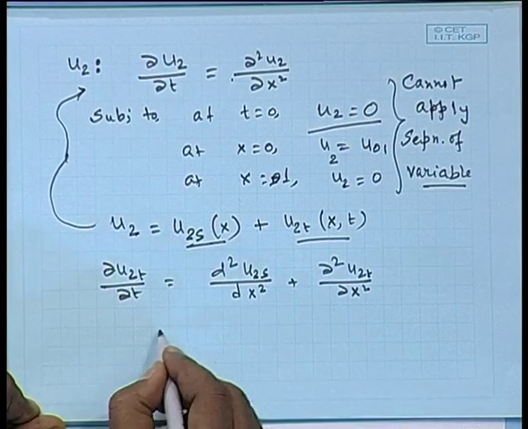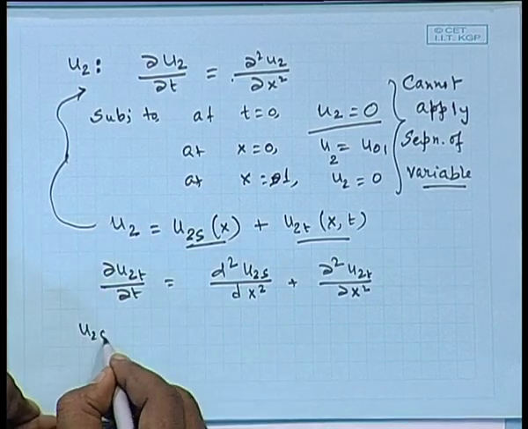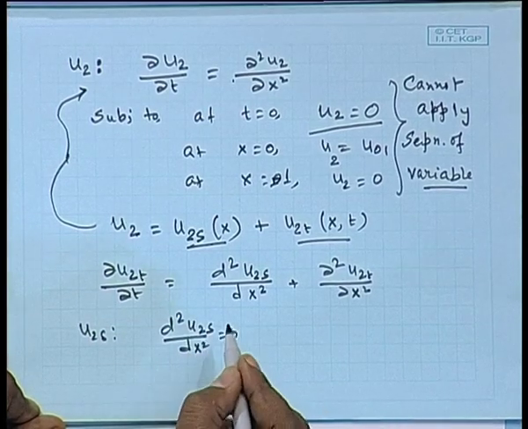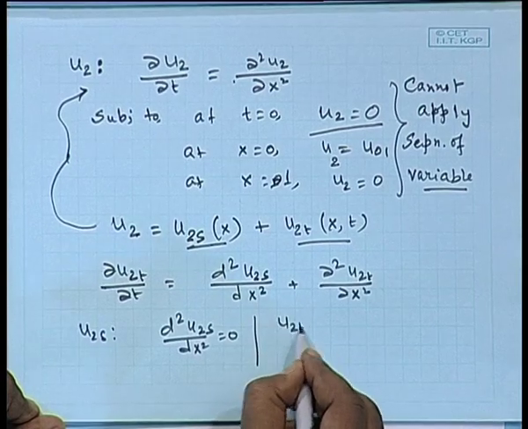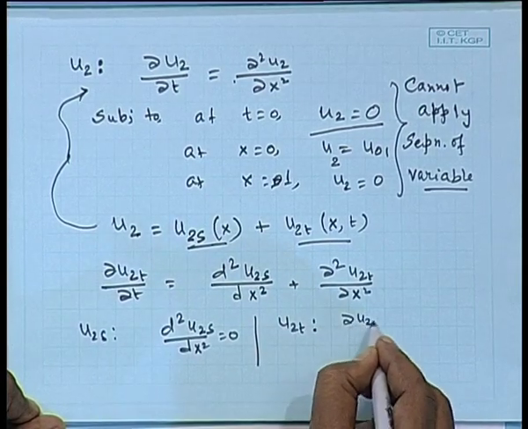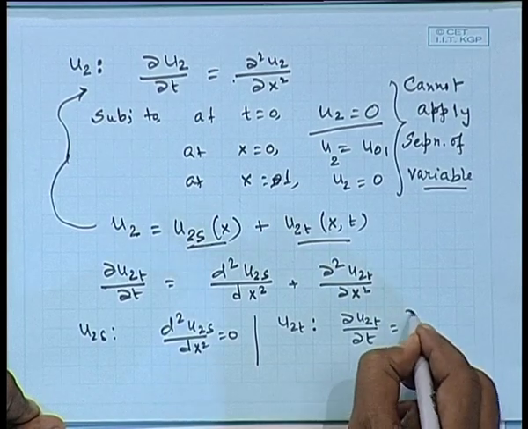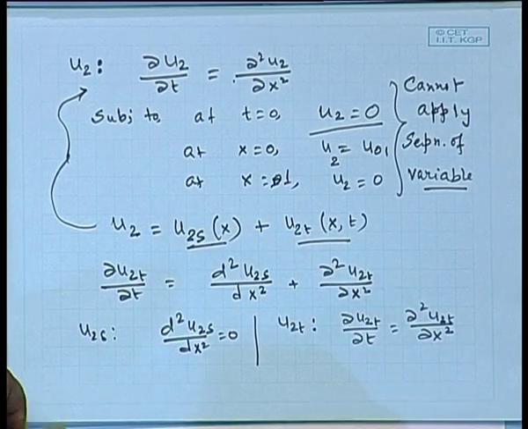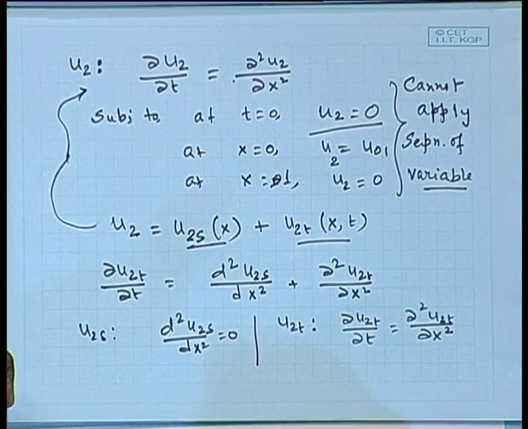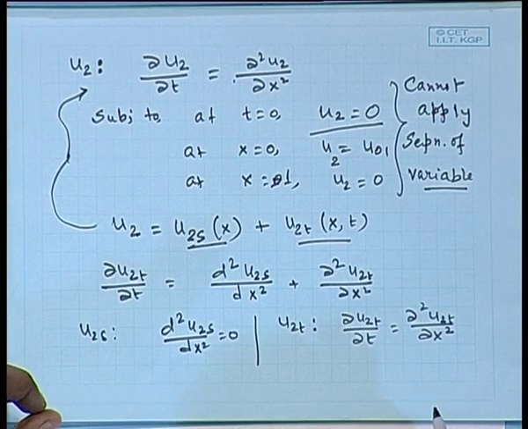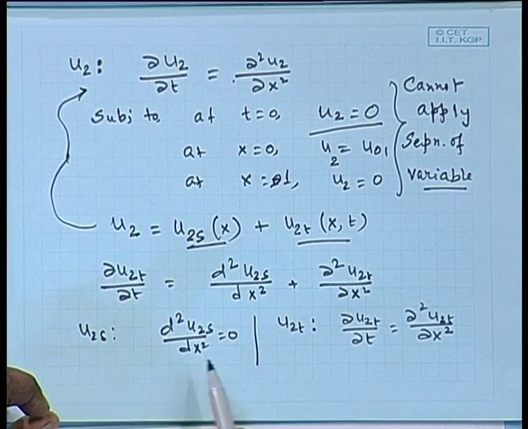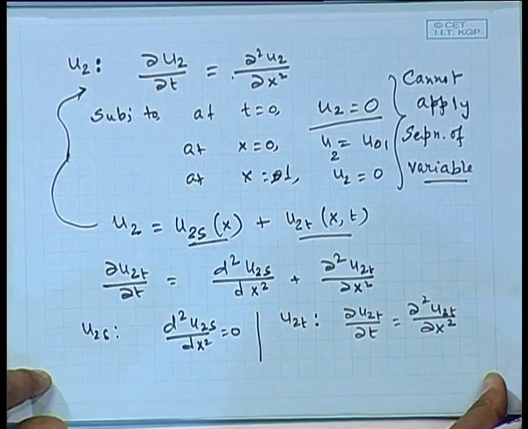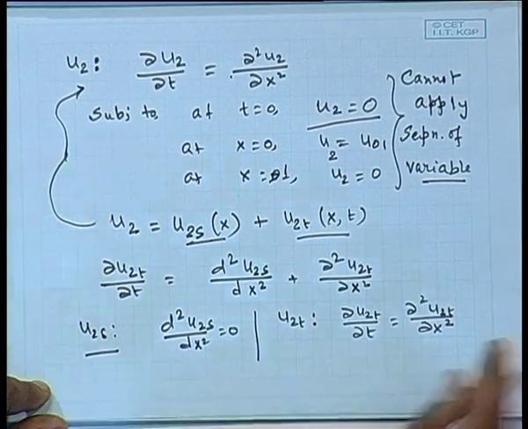Now, we collect the terms. The governing equation for U2s will be d square U2s dx square is equal to 0, and for U2t it will be del U2t del t is equal to del square U2t del x square. Okay. Now, we will be getting the boundary condition and initial condition of these two systems. Now, let us concentrate on U2s, the steady state part.